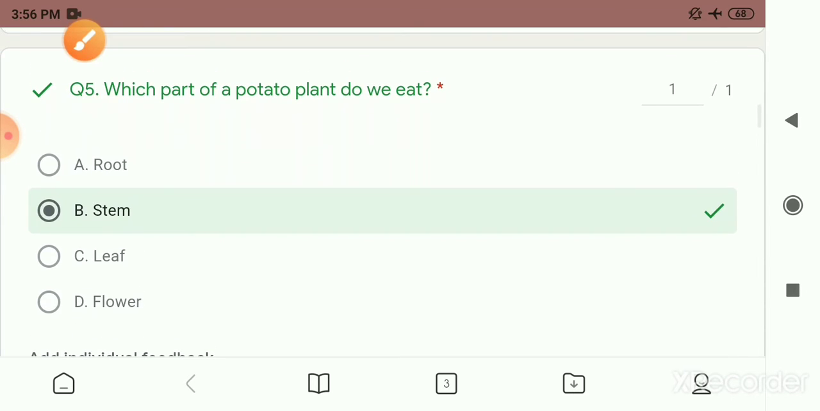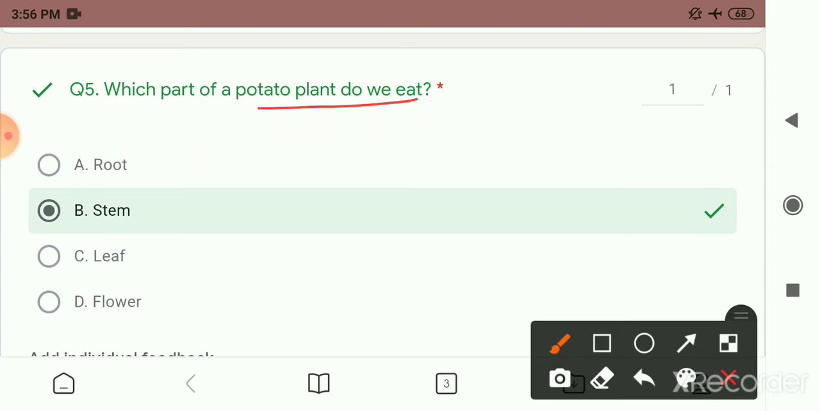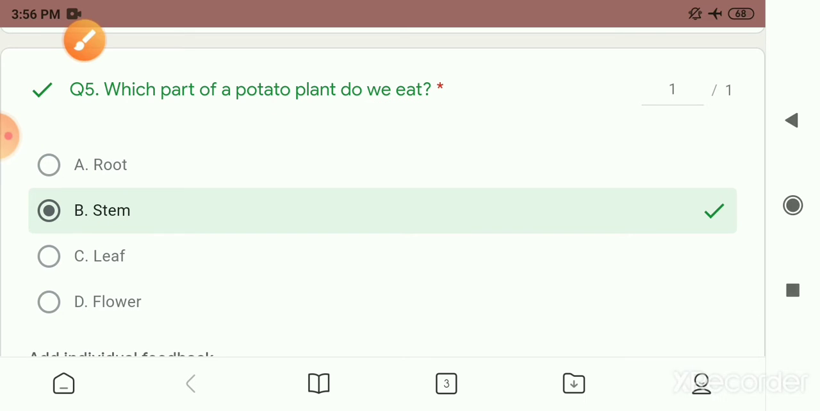Next, fifth number, which part of a potato plant do we eat? The potato that we are eating is which part of the potato plant? So here the options are root, stem, leaf and flower. So your answer is option B, that is stem. We are eating the stem of the potato plant. So your answer is option B.